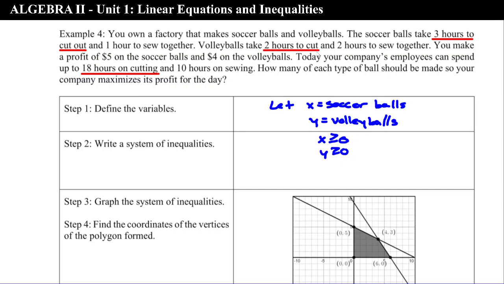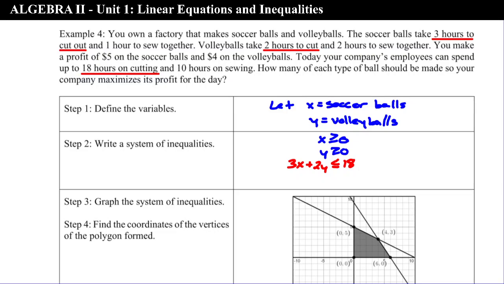Okay, so however many soccer balls that we make, that's going to be 3 hours per soccer ball. So we can notate that as 3x. And then for volleyballs, it takes 2 hours to cut out each one. So however many volleyballs we have to spend 2 hours on each. So plus 2y. So the amount of time spending cutting out soccer balls plus the number of hours spent cutting out volleyballs, that cannot exceed 18 hours. So this has to be less than or equal to 18.